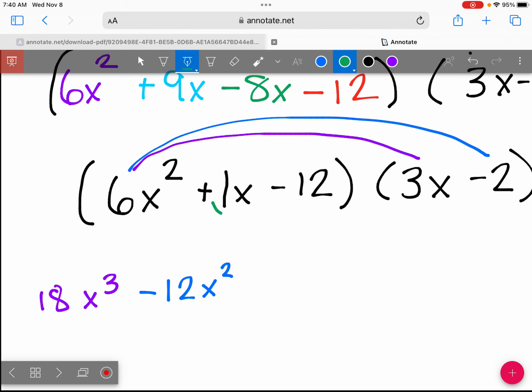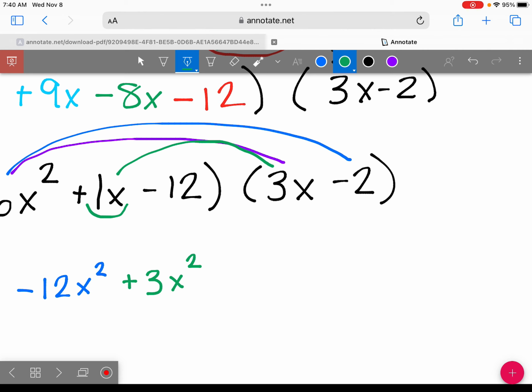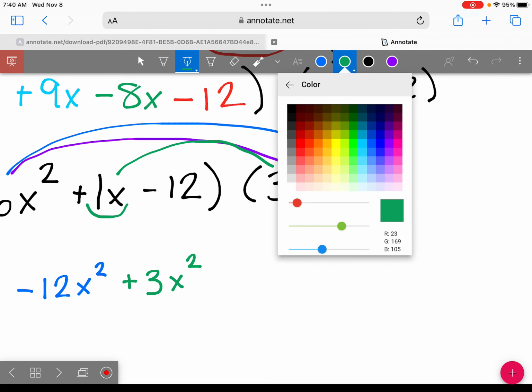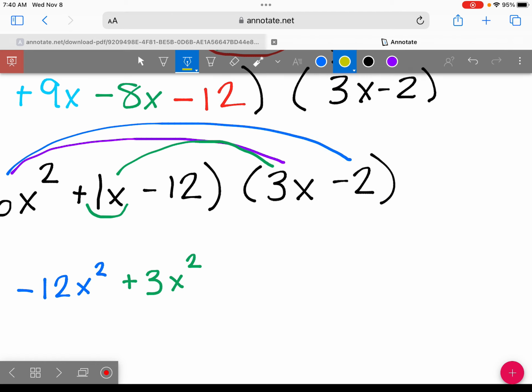Then I need to do the same thing with my 1x. I'm going to take my 1x times my 3x, which gives me 3x squared. Then we're going to take our 1x times our negative 2 to get negative 2x.